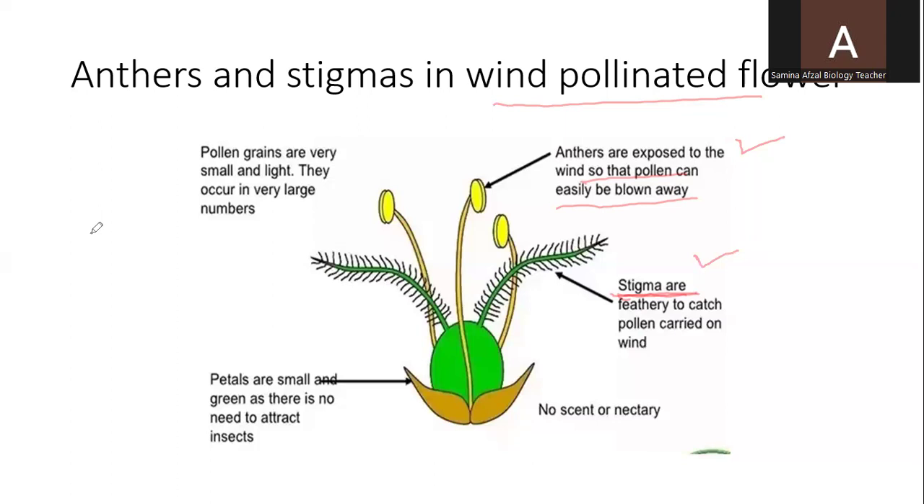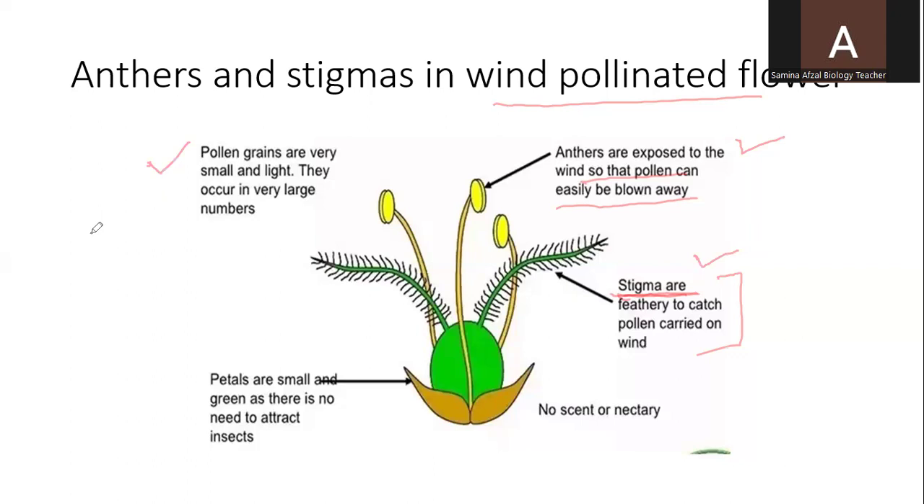So the stigmas are feathery to catch or capture the pollen grains which are present in the wind. The pollen grains are very small and light as they have to move by the wind. So there is a possibility of wastage of these pollen grains, as they have to reach far off places, and during their journey they can be wasted on the way.